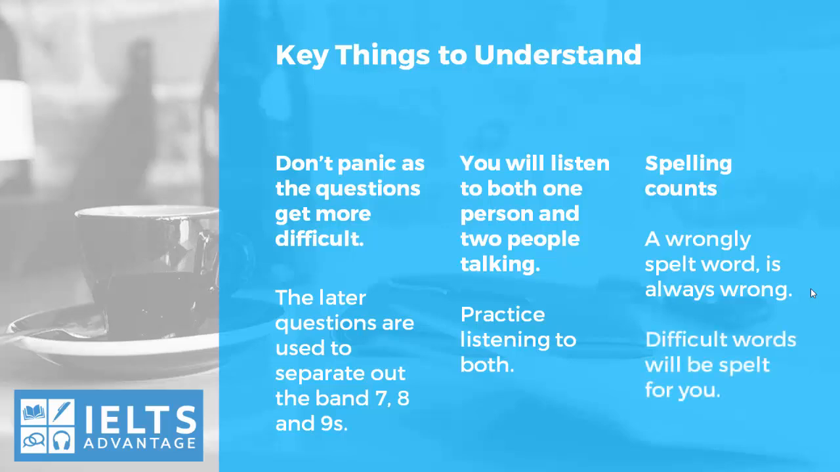But difficult words will always be spelt for you. So somebody's name or an address or the name of a town or a city that you've never heard of, these will be spelt for you. Like my name would be, his name is Chris, Chris. They'll spell it for you like that.